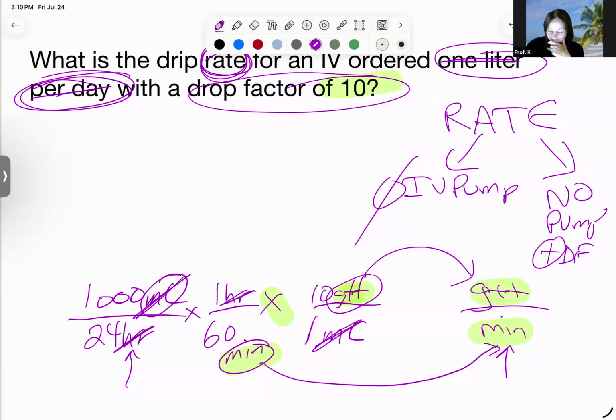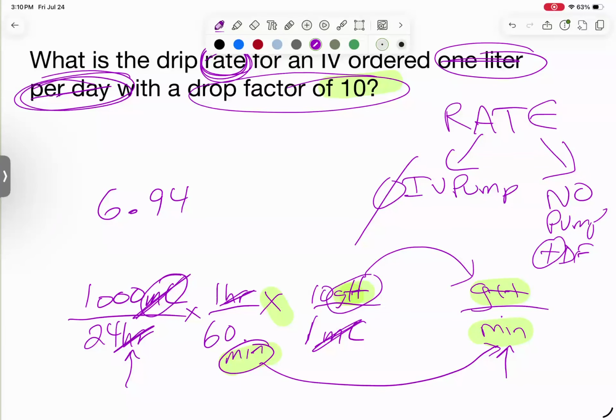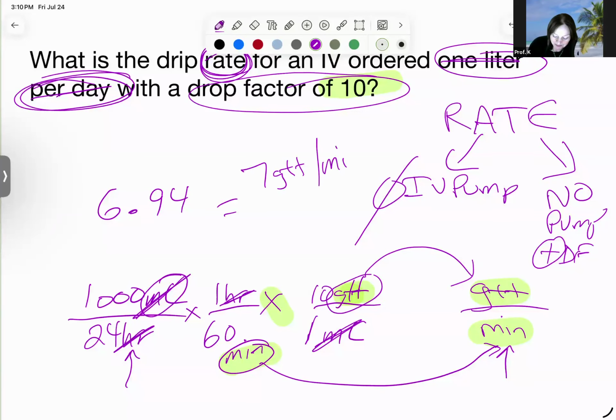So what's the answer for this one? 7 drops per minute. Good. Your final answer on your calculator will be 6.94. But I can't split a drop because I'm not a magician. The drop is literally falling inside the chamber. There's no way to split it, and there's no computer. So this answer is 7 drops per minute.